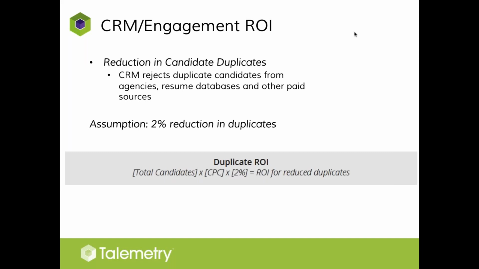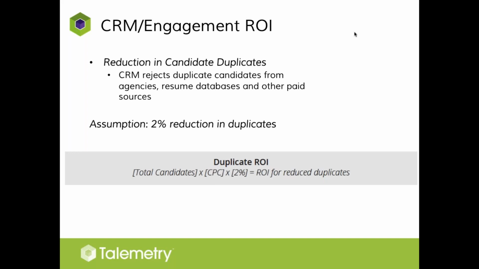Next, we have reduction in candidate duplicates. Now that we've centralized all our candidates into one place, as I said before, it means we don't have to pay for candidates twice. So when an agency submits a candidate, or you pull down a candidate from a resume database search, CRM tells you we already have that candidate. You don't have to buy it again. Don't have to pay for it, right? So that's going to be some level of reduction in cost for you.